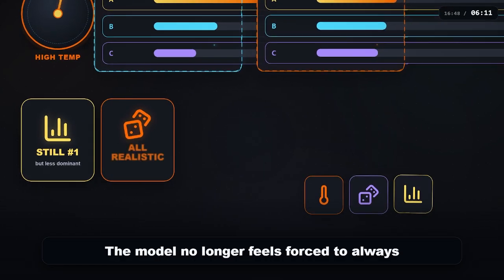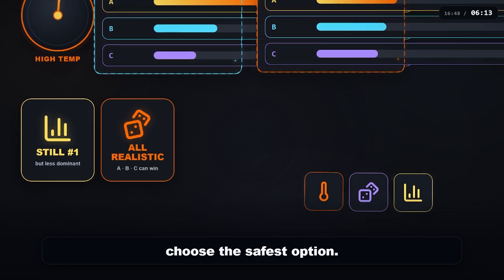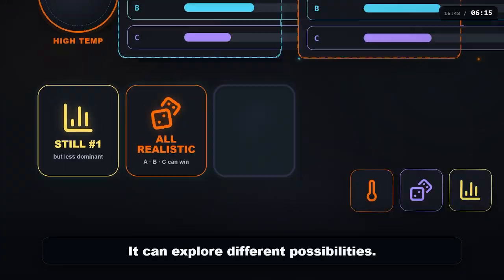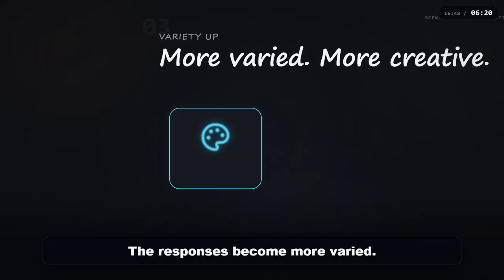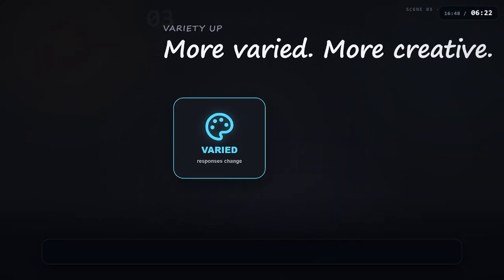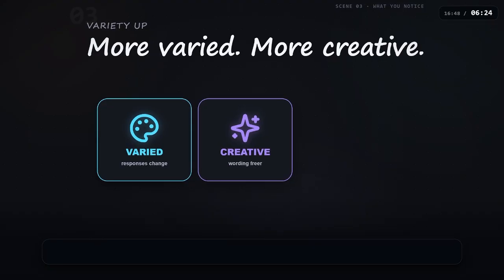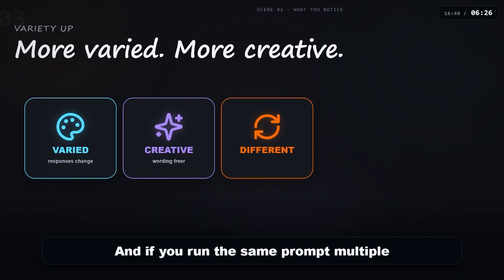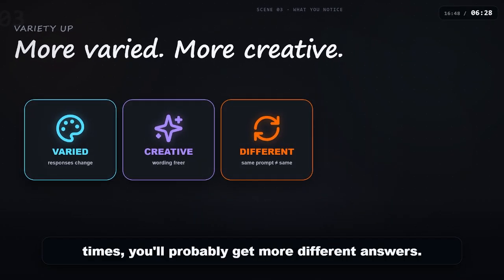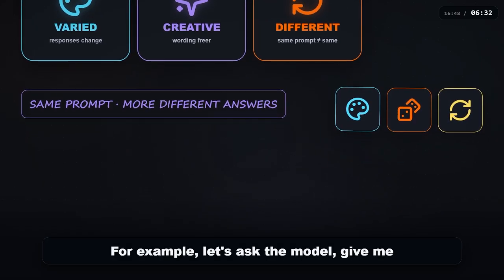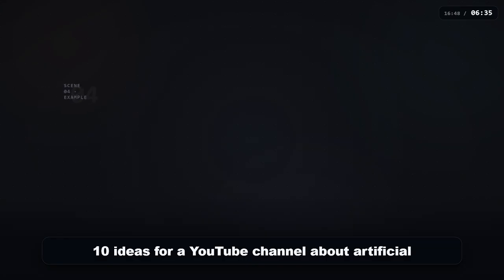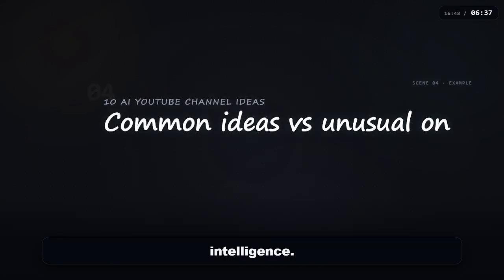The model no longer feels forced to always choose the safest option. It can explore different possibilities. What happens next? The responses become more varied. The wording can become more creative, and if you run the same prompt multiple times, you'll probably get more different answers. For example, let's ask the model, give me 10 ideas for a YouTube channel about artificial intelligence.